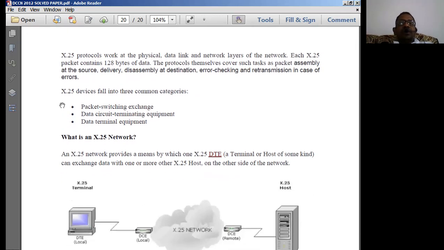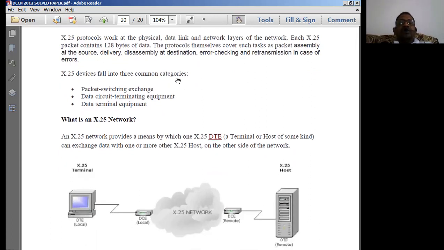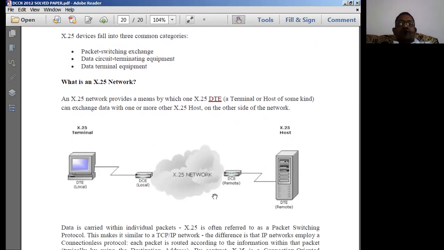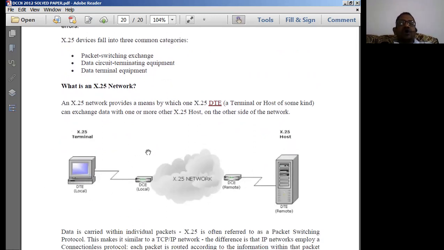So finally, what we can say is that X.25 devices fall into three common categories. The devices in a network which incorporates X.25 are called packet switching exchange, data circuit terminating equipment (DCE), or DTE, data terminal equipment. So we normally use DCE, DTE, DCE, DTE. These are the terminals where we use the X.25 networks.